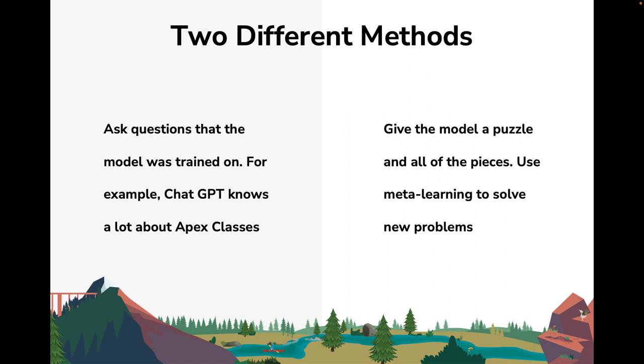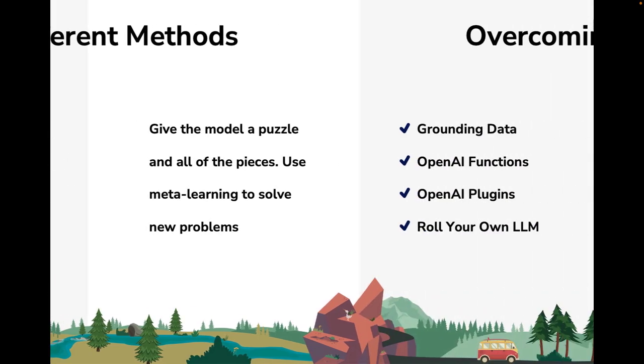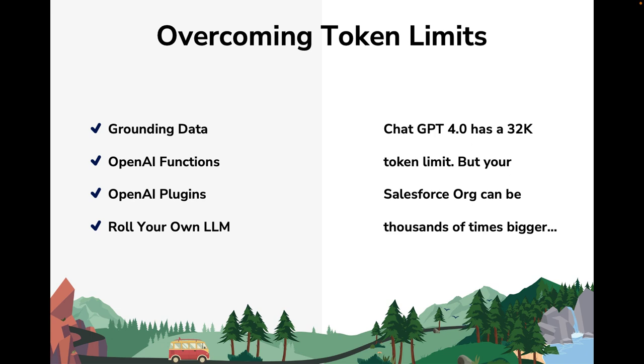On the other hand, you can also give the language model a puzzle and all of the pieces, and then use meta-learning to solve entirely new problems. This is useful when you're working with Salesforce data that the model was never trained on. Even with a 32K token limit, that's much smaller than some of your Salesforce metadata. So we've developed ways to use precision grounding data and few-shot learning to overcome token limits.